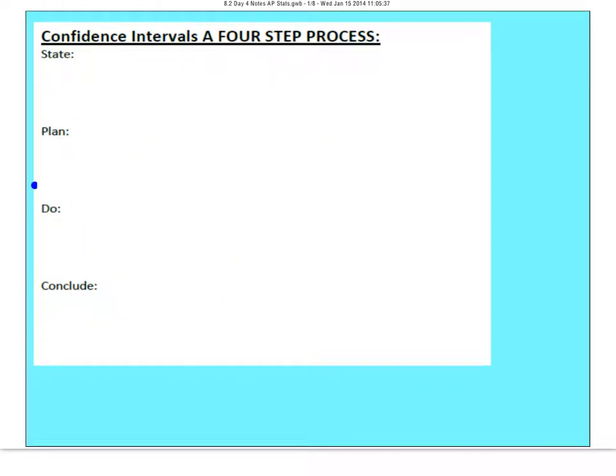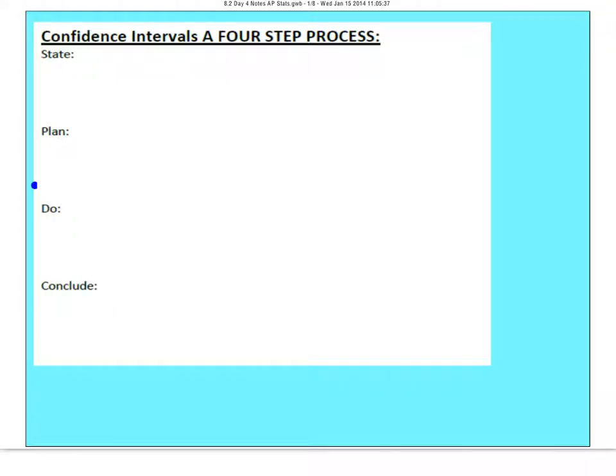Before we formally talk about Learning Objectives 8.2 D and E, I want to talk about the four-step process for a confidence interval. So we're going to go through the state, plan, do, and conclude portion. And I'm going to tell you the AP board isn't looking for these words as state, plan, do, and conclude necessarily. They're just looking for these components somewhere in your analysis.